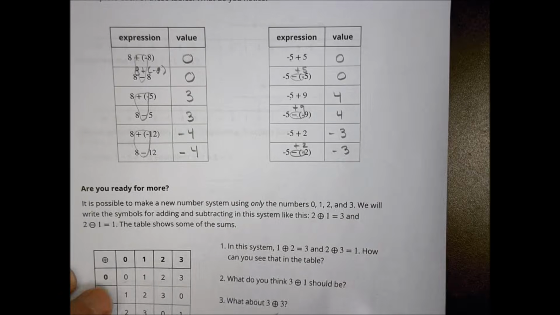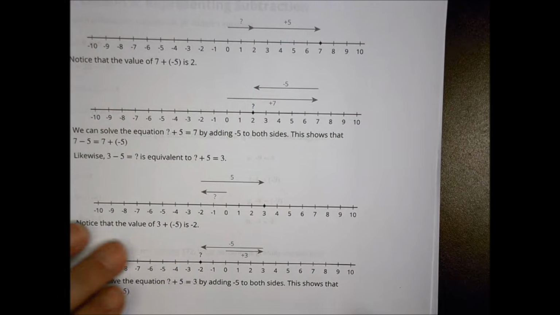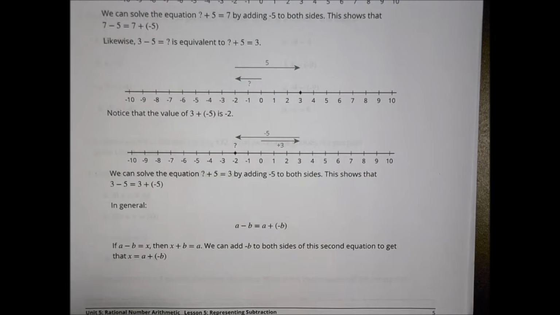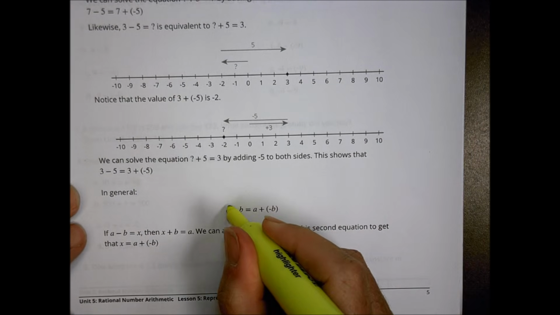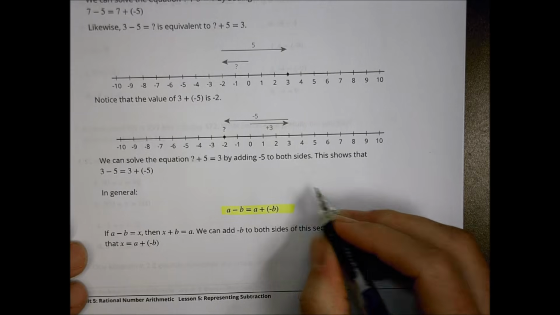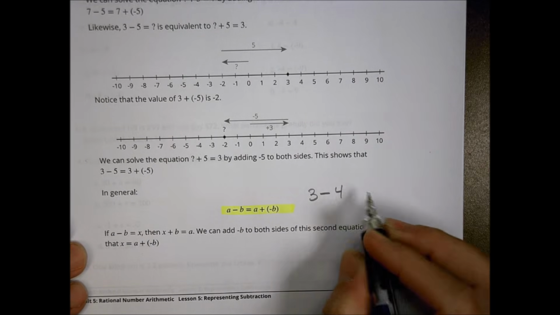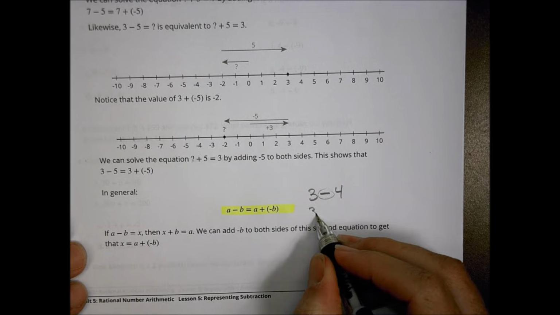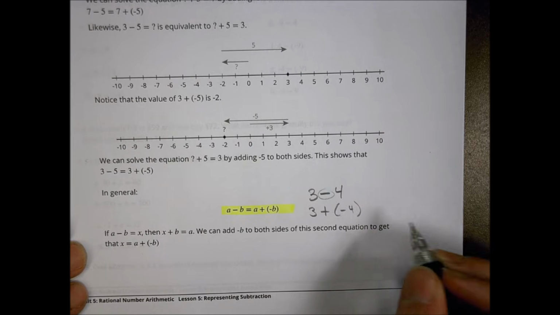So in summary, you can read through the notes here about the arrows and how this works, but I think your big takeaway is really down here where we recognize that in general, A minus B is equal to A plus a minus B. So when I have 3 minus 4, this subtraction is the same as 3 plus a minus 4. So subtraction means adding the opposite.